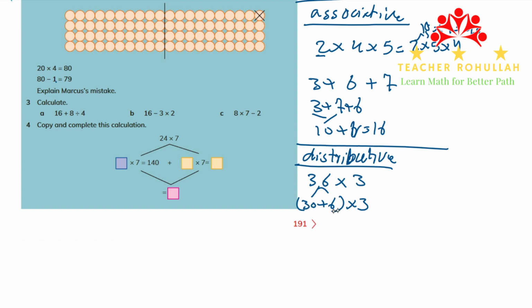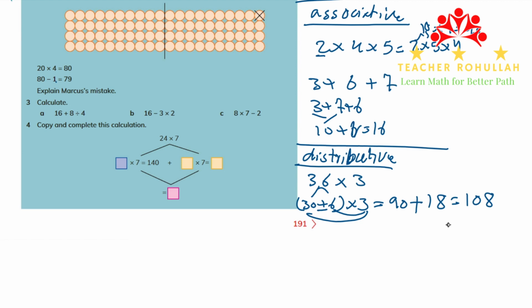When we multiply the broken number, we have to multiply each one separately. So 3 times 30 is equal to 90, plus. We give the plus sign here. 3 times 6 is 18. So 90 plus 18 will be equal to 108. This is the distributive law of arithmetic.